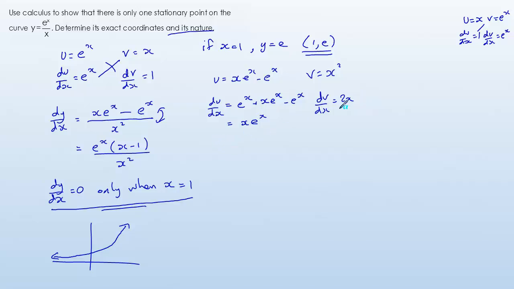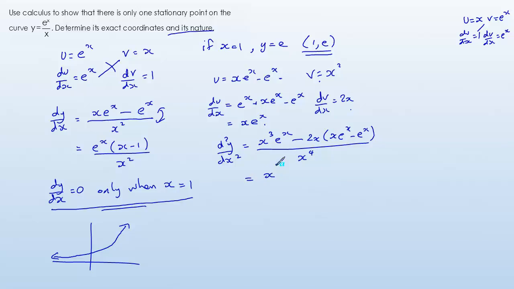So what do we have? We're talking about a quotient. So d2y/dx squared is going to be v du/dx. So that's this one multiplied by this one. So that's x cubed e^x. Take away this one multiplied by this one. So that's 2x times (x e^x minus e^x), all over x to the power 4.